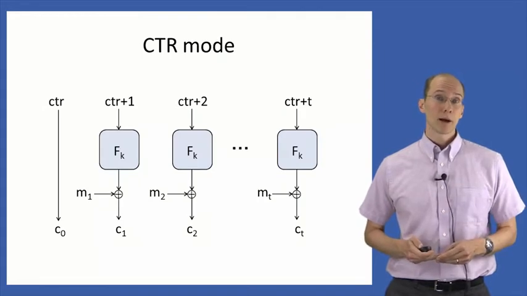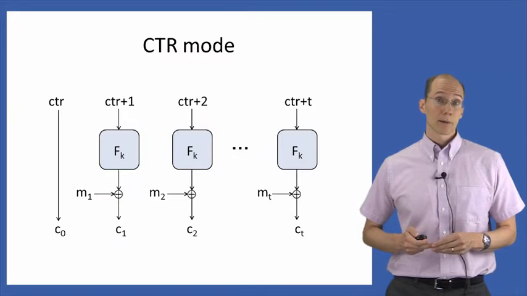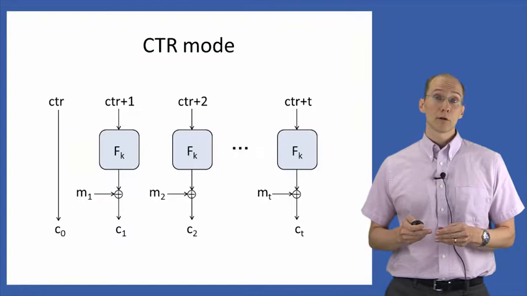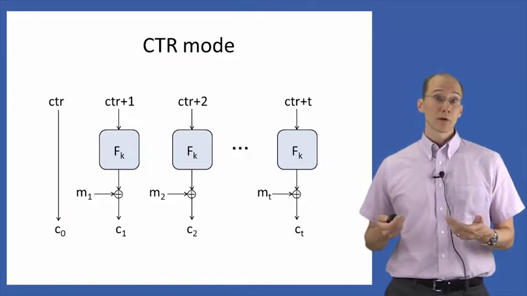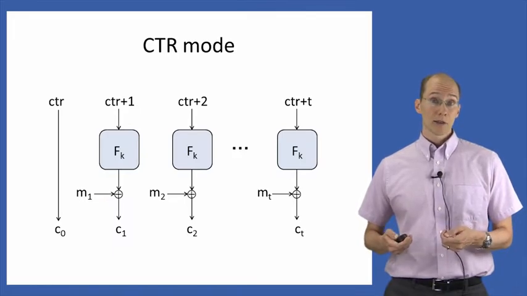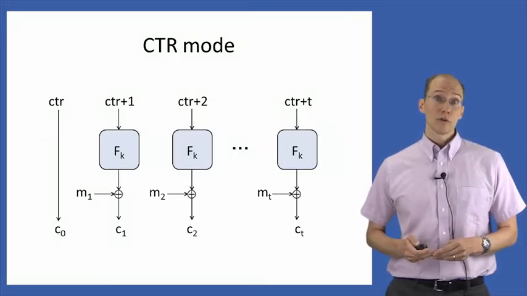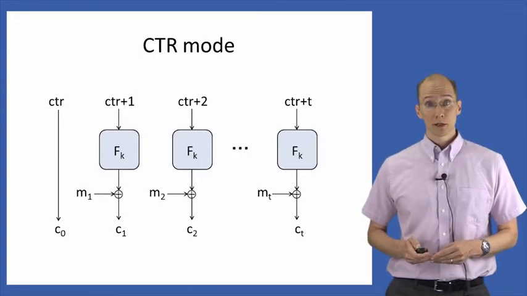It might be easier to think about counter mode by looking at a picture, and here I've depicted the operation of counter mode, where at the top I've listed the values that are passed into the pseudorandom function, that is counter plus 1 through counter plus t. Each of those values is passed as input to the pseudorandom function, and the output is then XORed with the corresponding message block to give the ciphertext block. In addition, we include the value C0, which is equal to the initial counter value, to allow the receiver to decrypt.